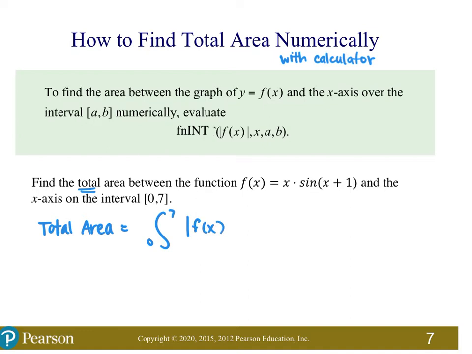the integral. So the f of x. Well, what is f of x? F of x is x times sine of x plus 1 into your absolute value, and then do dx. All right, so you need to write down this integral first, and then we'll use our calculator to find that. So please pause the recording, try typing that into your calculator, and then let's compare answers.